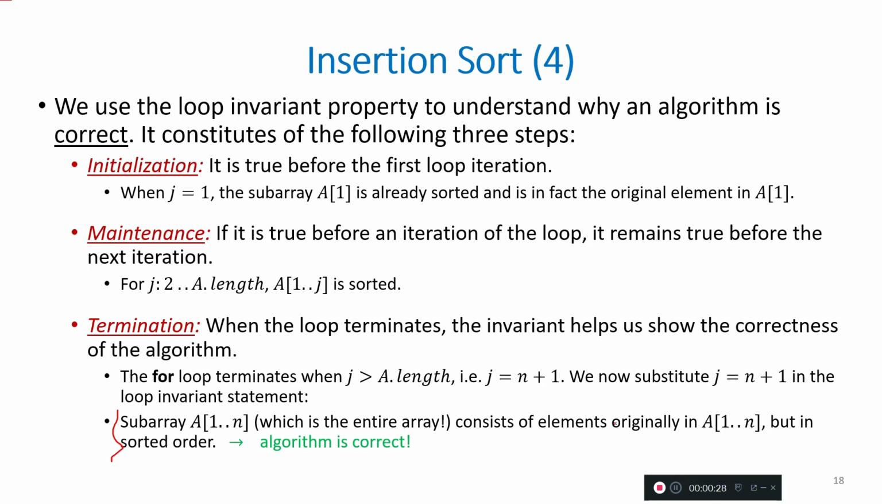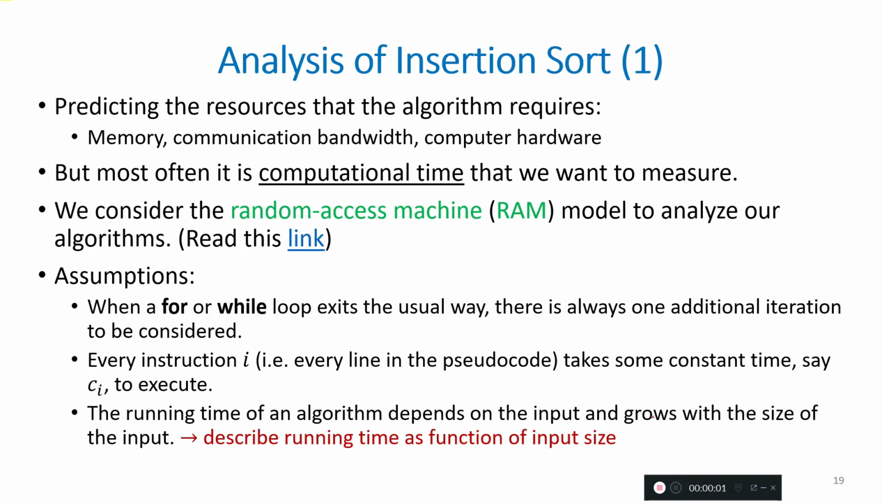Now we want to analyze the running time of insertion sort. To do so, as we mentioned earlier, computational time is what is more important to us. So we consider the random access machine model or RAM model to analyze the algorithms. What is RAM? You can look at this link for more details. To analyze any algorithm, we have a bunch of assumptions.